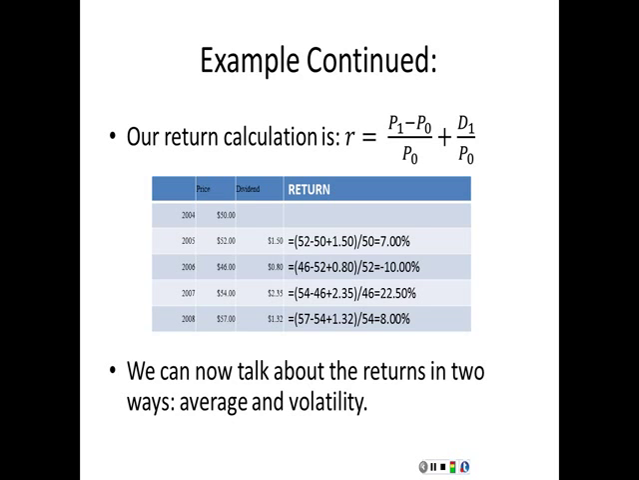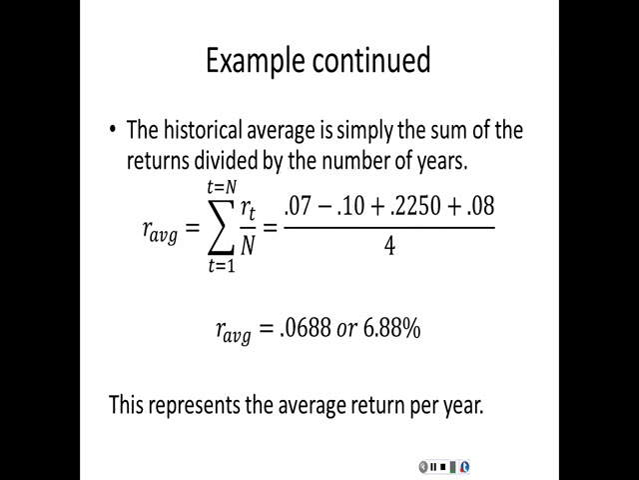So let's start with the average. The average is just an arithmetic average. We're just going to sum up the individual returns and divide by the total number of returns. Here we have 4 years of returns that we calculated, so we'll add up our 4 returns and divide by 4. When we do this, we get 6.88% per year. That's called our arithmetic average, or average performance of this stock.